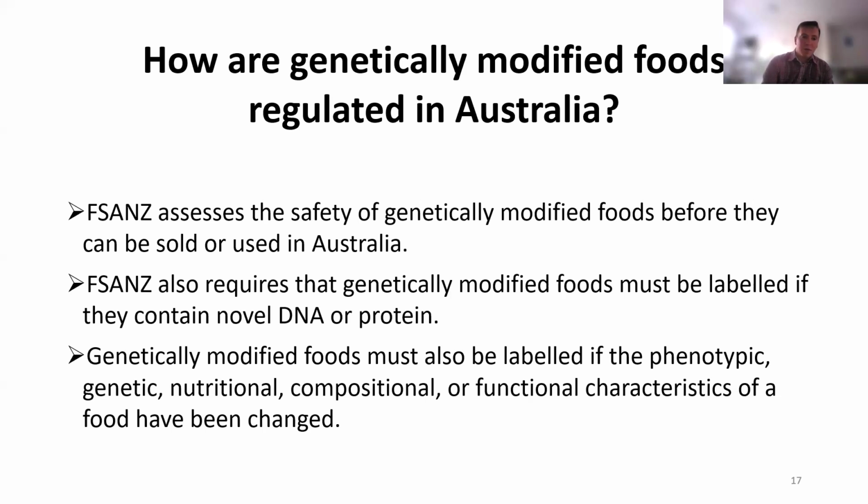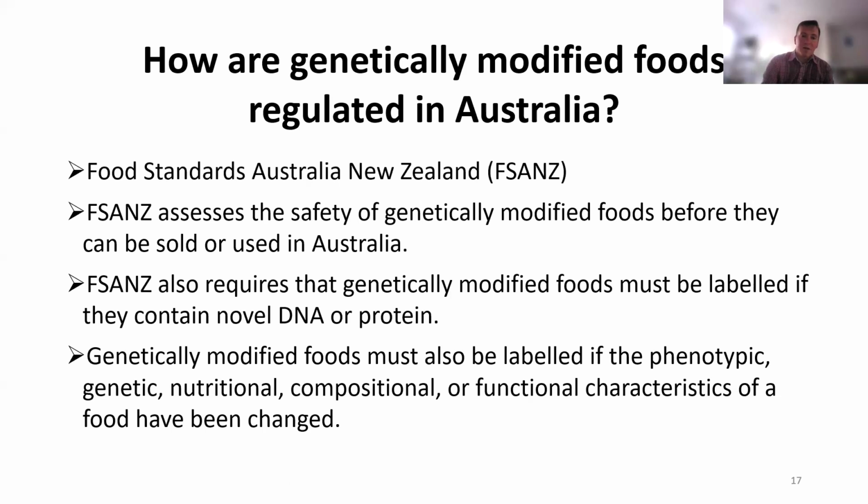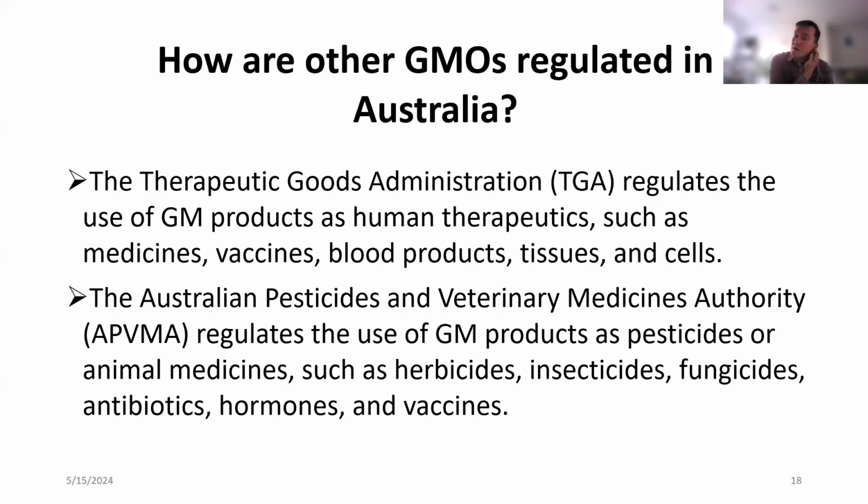So that's their powers. And there's also the Therapeutic Goods Administration. So if it's related to medicines, vaccines, you also need an approval from the Therapeutic Goods Administration. And if it's pesticides, animal medicines, and herbicides, all kinds of things related to pesticides and veterinary medicines, for these applications and products, we have the Australian Pesticides and Veterinary Medicines Authority.